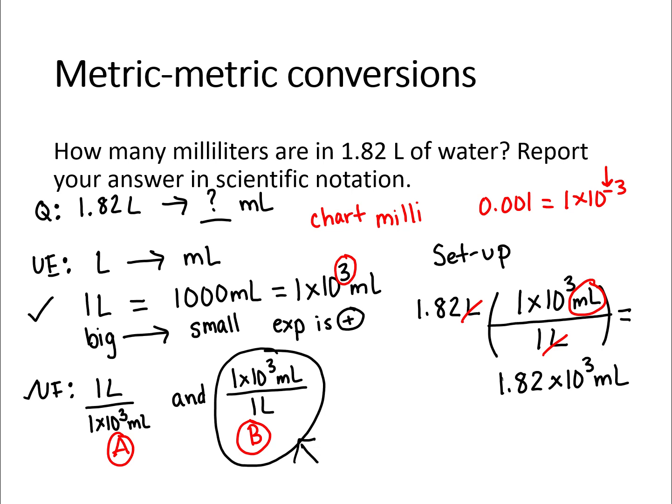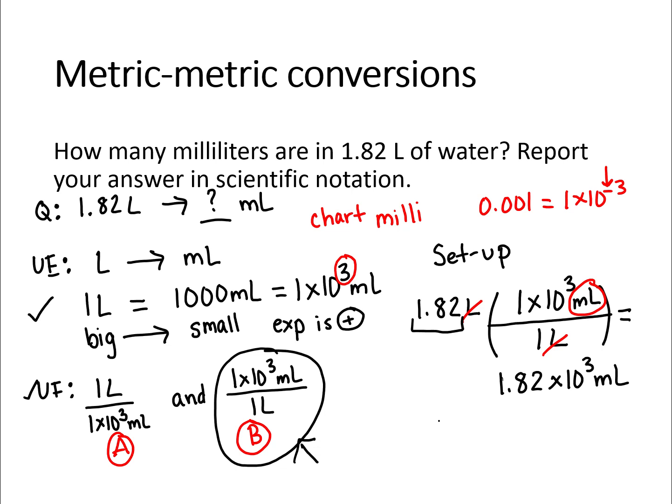So this is a special case where 1.82 is already at least 1 and less than 10, and we're multiplying by 1 times 10 to the third and dividing by 1. So we don't have to do any real calculation there. But if any of those things were different, you would have to do the calculation.